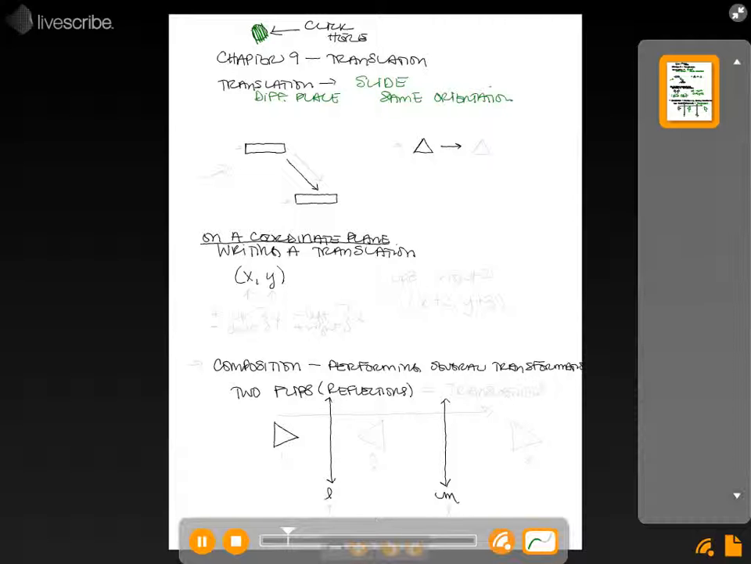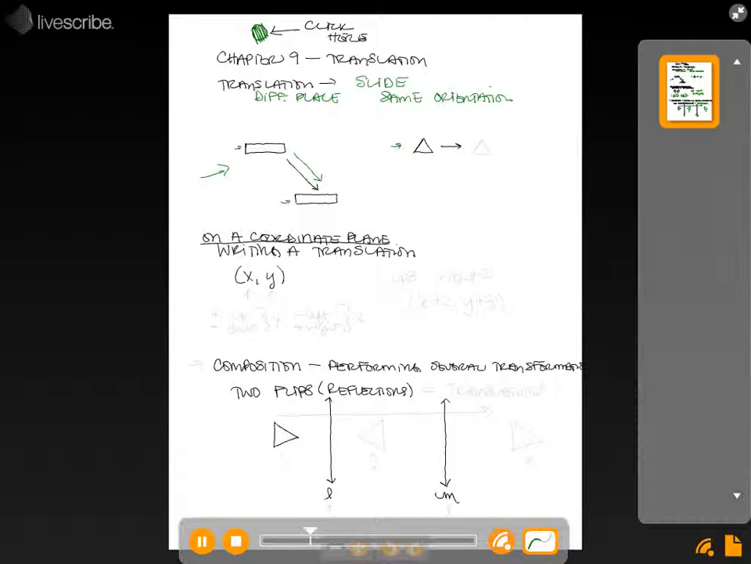Now this is different than a reflection because with a reflection we had a different orientation. With a translation it's going to be facing the same way. It's going to be the same shape, same size. It's just going to be in a different place. So here's an example. I started with my rectangle up here. I followed my line down and now my rectangle is down here. That's a translation. Very basic translation. I slid it down to the right that many spaces.